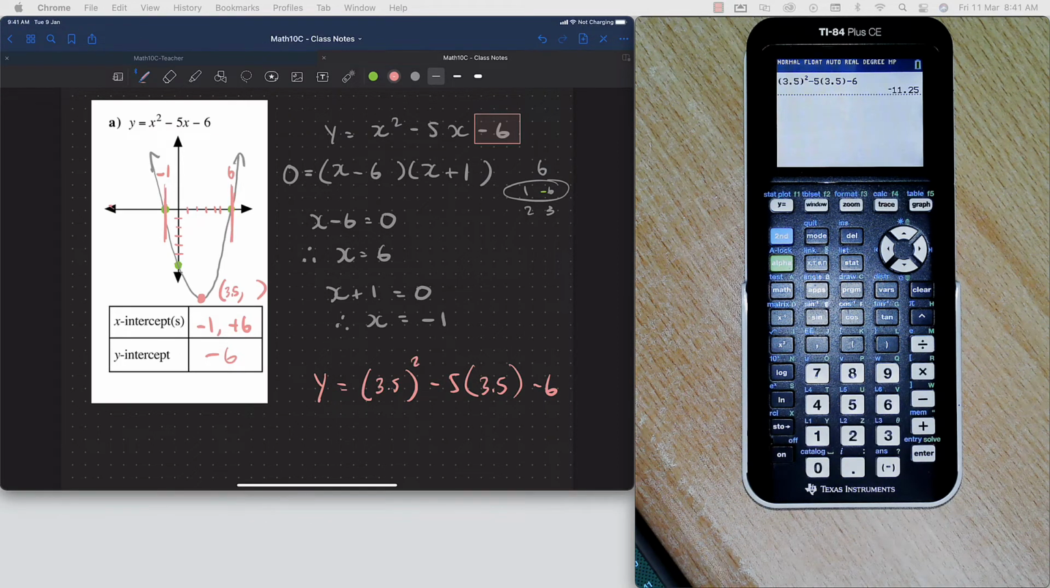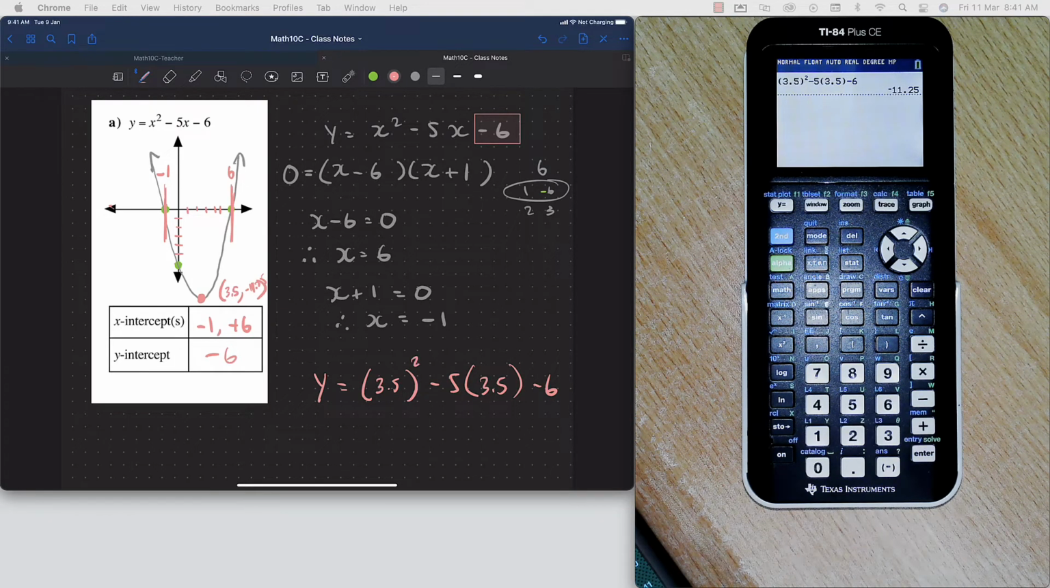minus 11.25. Okay, and that looks good so far. According to my graph, I am down negative and I'm past the 6, so 11.25 sounds good.